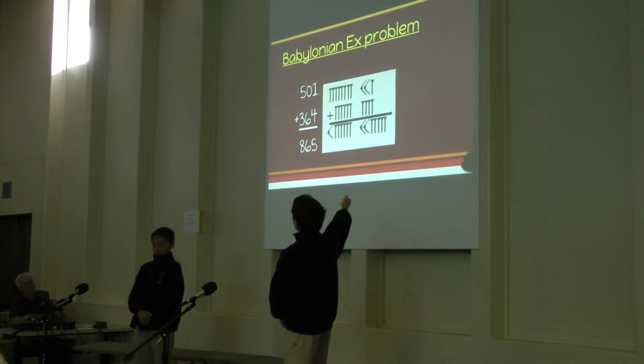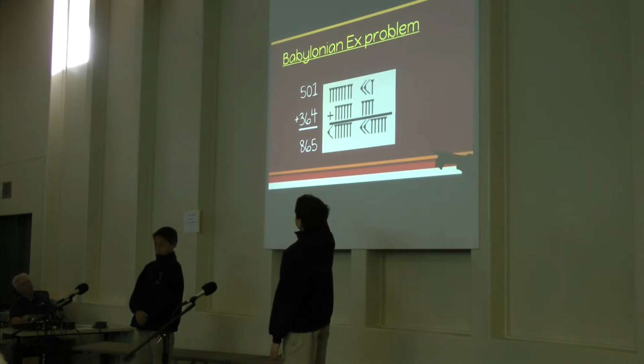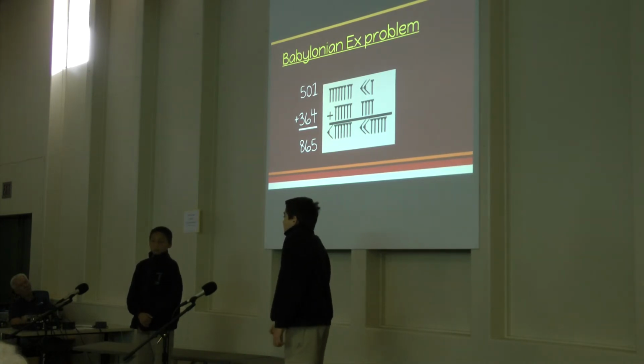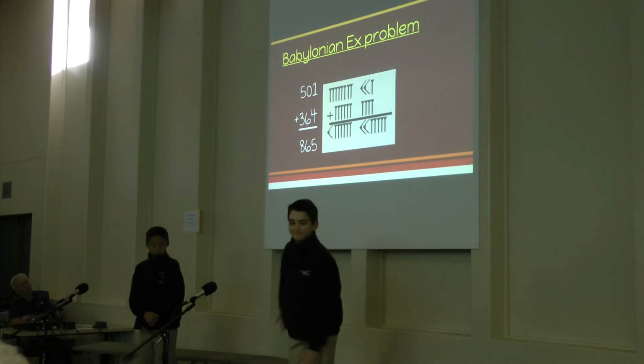And this is our example problem. 501 plus 364 equals 865. That's shown over there in the numerals. We couldn't really find any adding or equal signs, so we just did that.